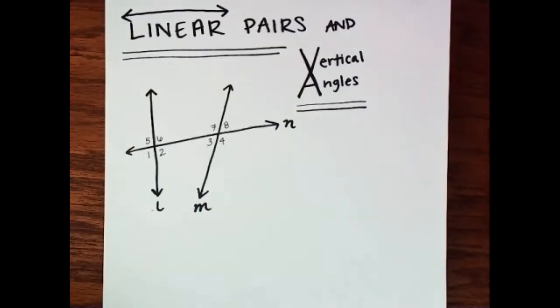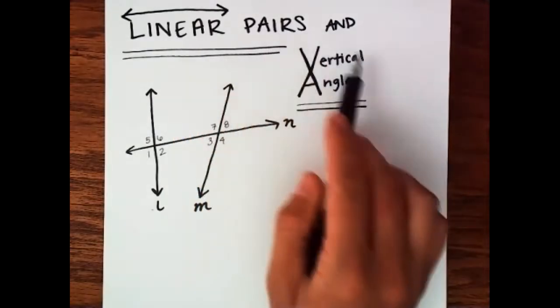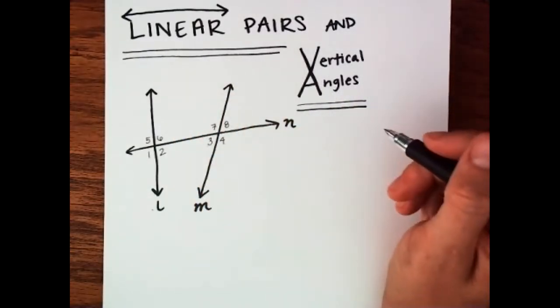So now we're going to talk about linear pairs and vertical angles. So first, let's look at linear pairs.